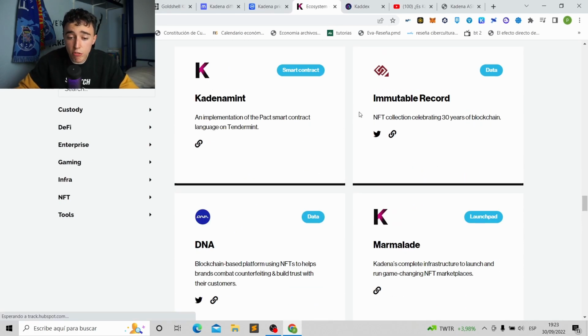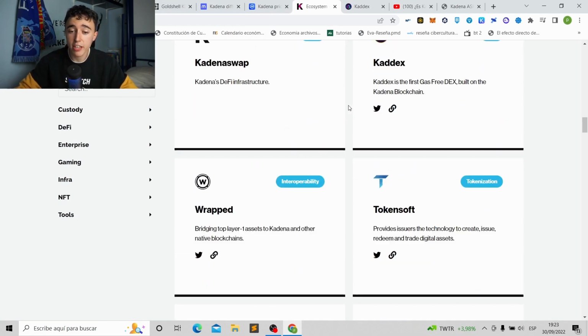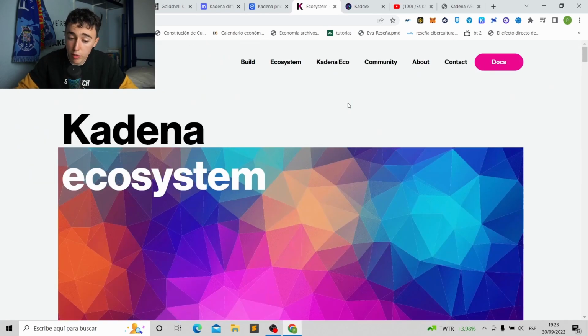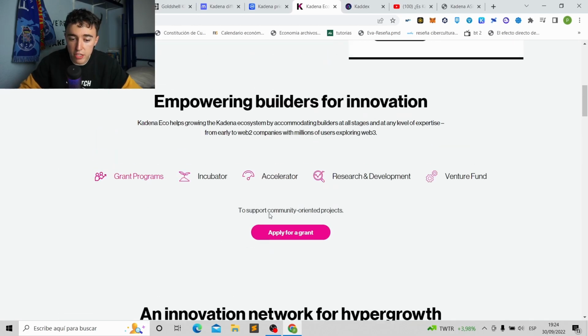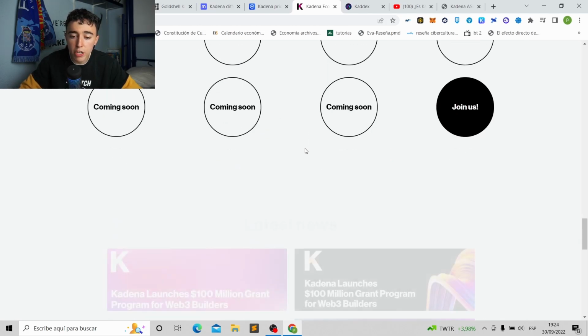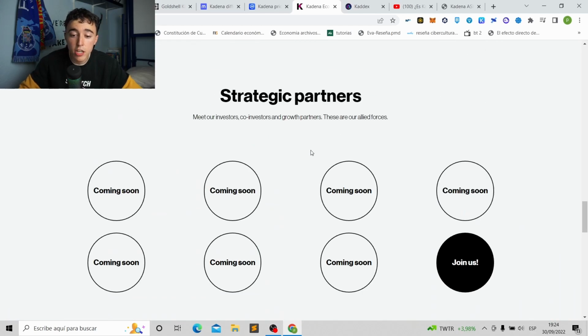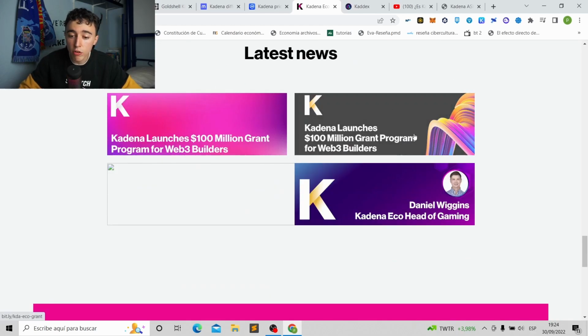So it's definitely risky. It's definitely growing, which is great. And they are also giving grants of $100 million to developers to develop stuff in the Kadena ecosystem, which is great, obviously. You can see it in here. You can apply for grants. They have an incubator. They are bringing new projects. That's amazing. But you can see here the $100 million grant program. They have a couple of them.